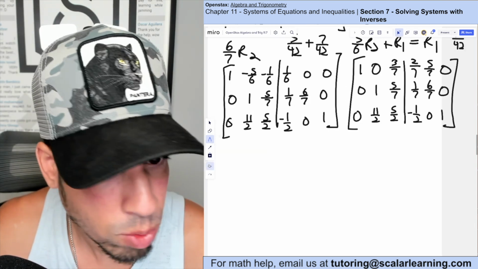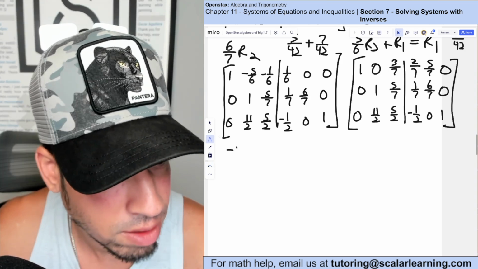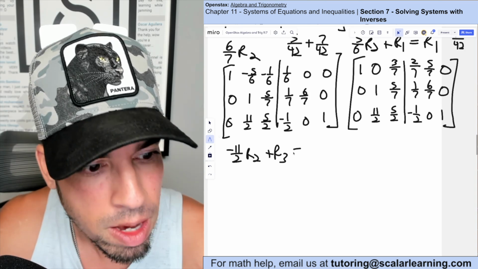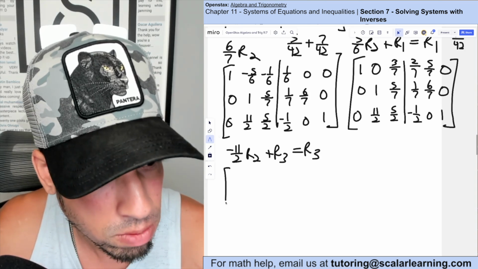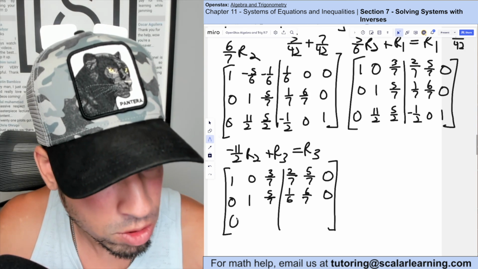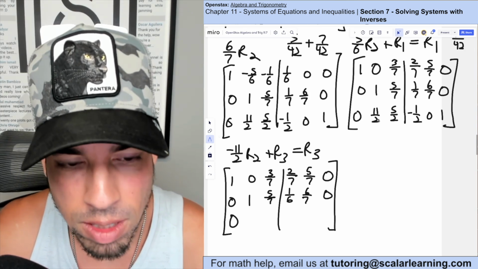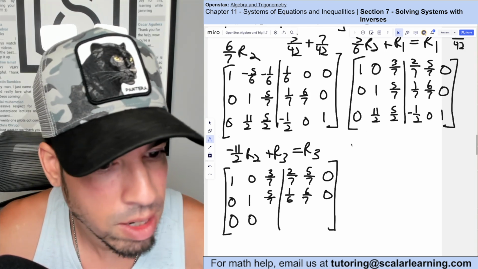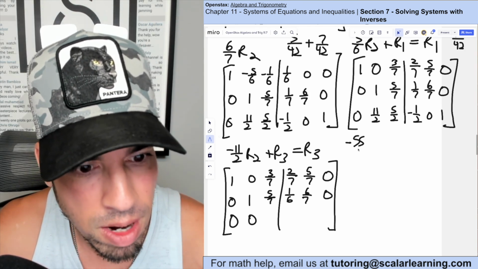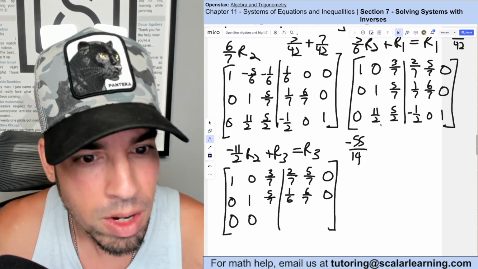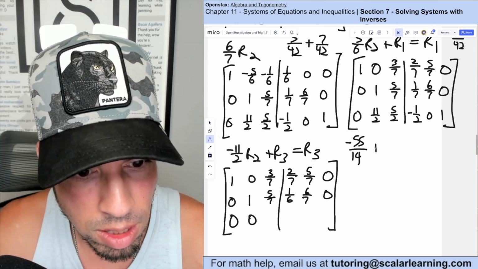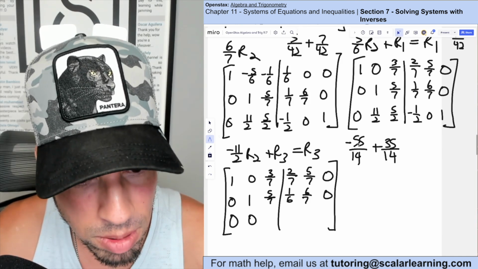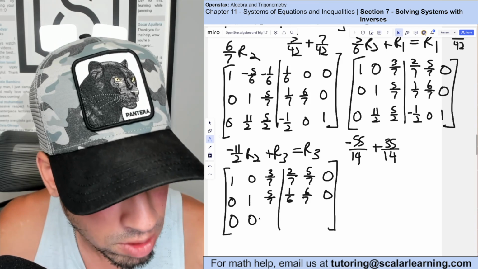Next, let's flip this one to a 0. So we're going to say negative 11 over 2 times row 2 plus row 3 to get a new row 3. Let's write that out. So we got this times 0 is 0 plus 0 is 0. That times 1 is negative 11 halves plus that is 0, which is what we wanted. That times 5/7 is negative 55 over 14. And then that plus 5 over 2, which is the same as 35 over 14, and then that's going to be negative 20 over 14 or negative 10 over 7.